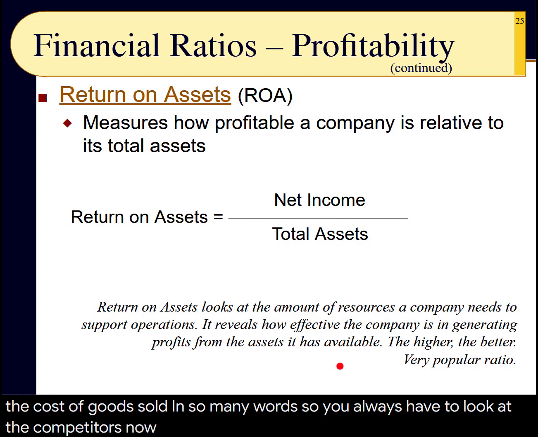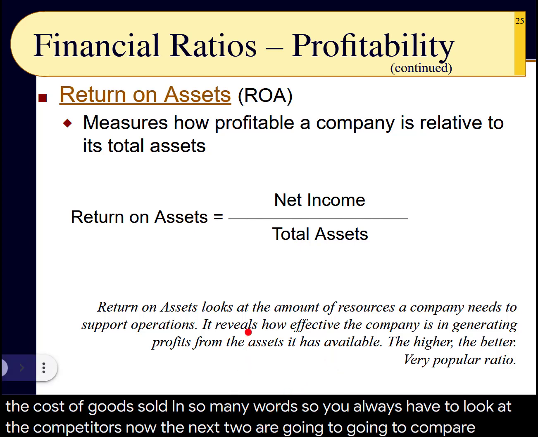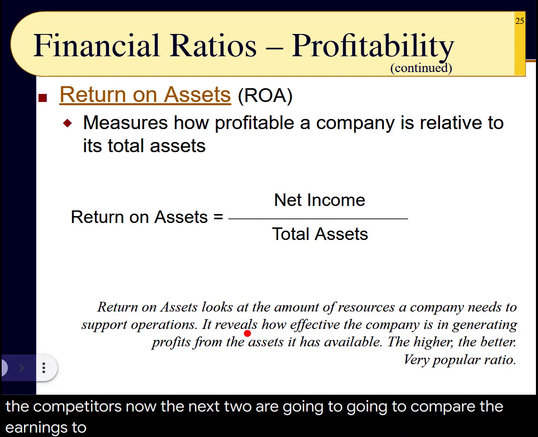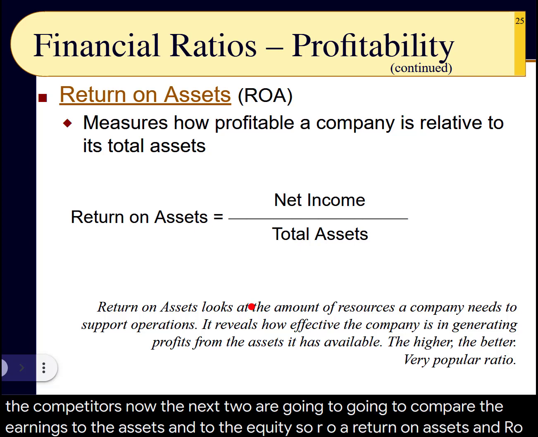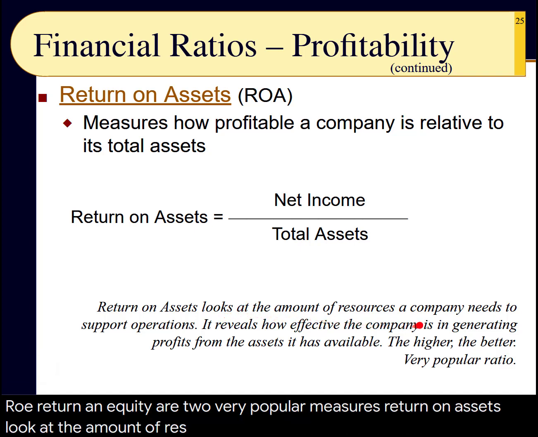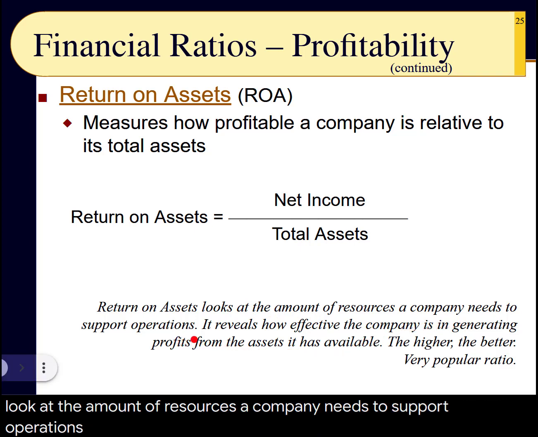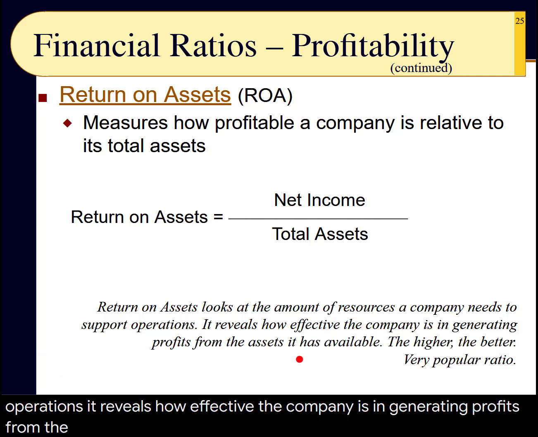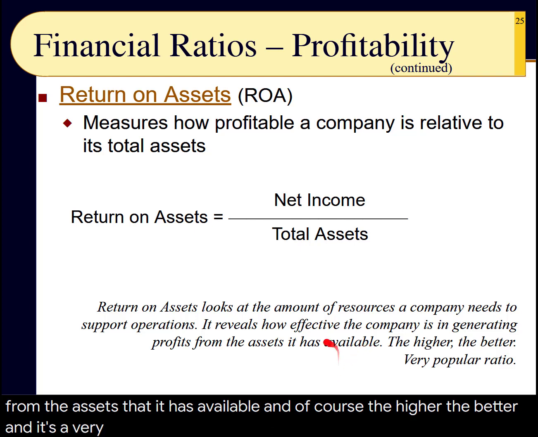Now, the next two are going to compare the earnings to the assets and to the equity. So ROA, return on assets, and ROE, return on equity, are two very popular measures. Return on assets looks at the amount of resources a company needs to support operations. It reveals how effective the company is in generating profits from the assets that it has available. And of course, the higher the better, and it's a very popular ratio.